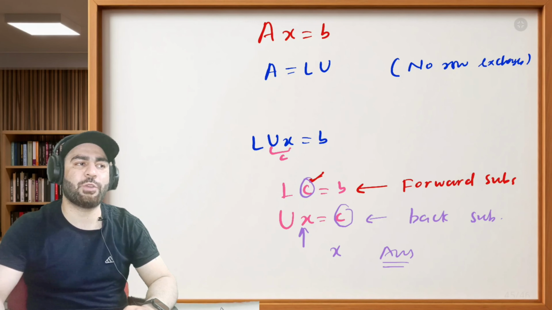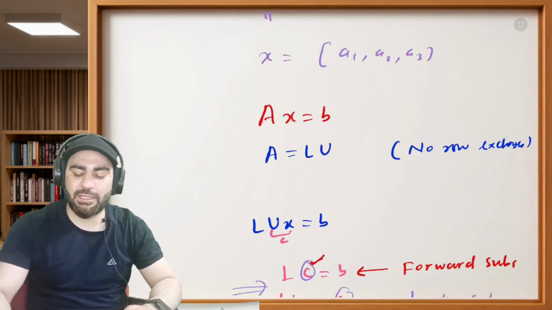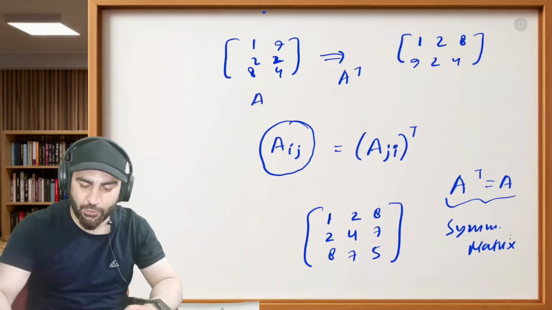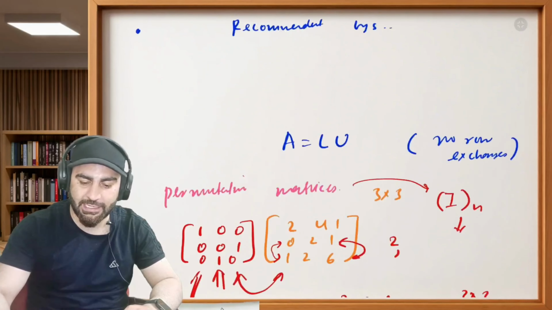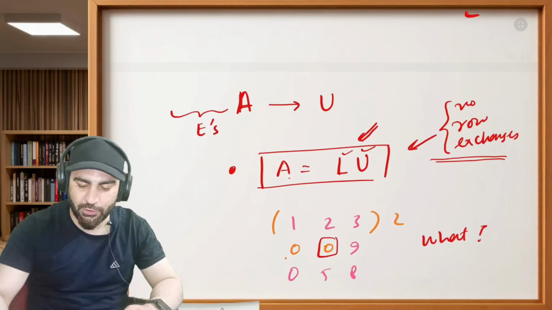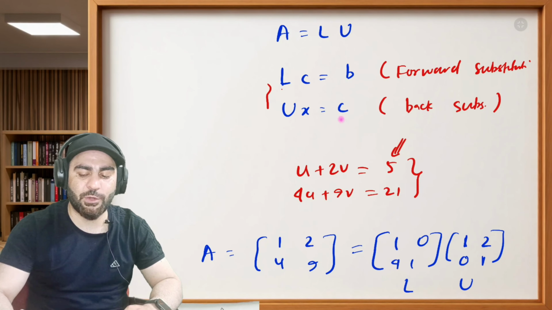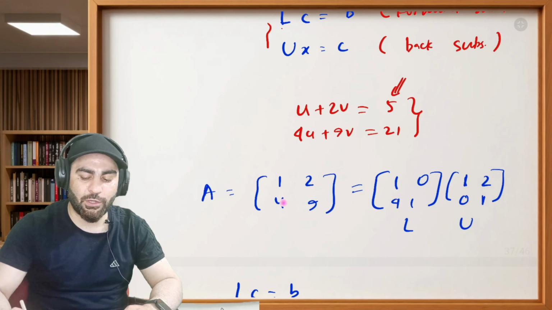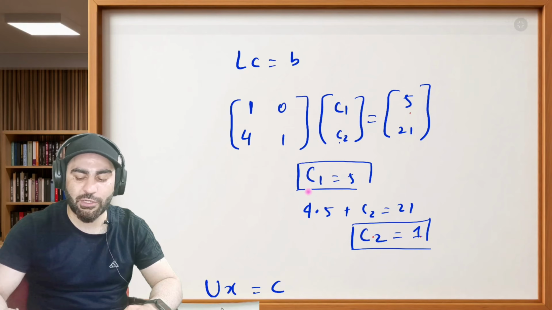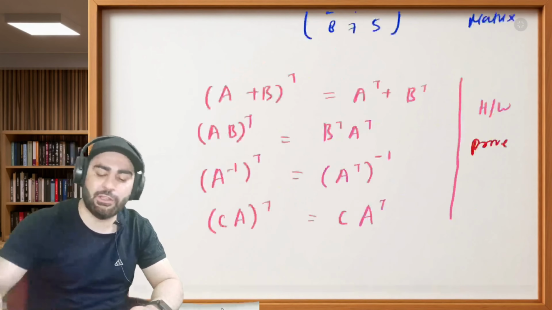Once I have this L, what is the usefulness of this method? Why do we factorize? I showed you one example where I did the exact same thing. In A is equal to LU decomposition, I solved a problem: LC is equal to B, UX is equal to C. I took an equation with 1, 2, 2, 9, this is my L and this is my U. I got the values C1 and C2, and then computed the X values. This is what I did when I had no row exchanges.